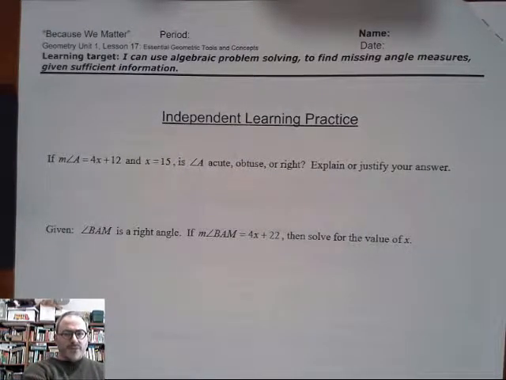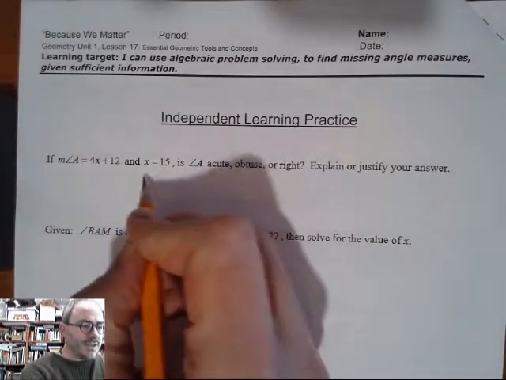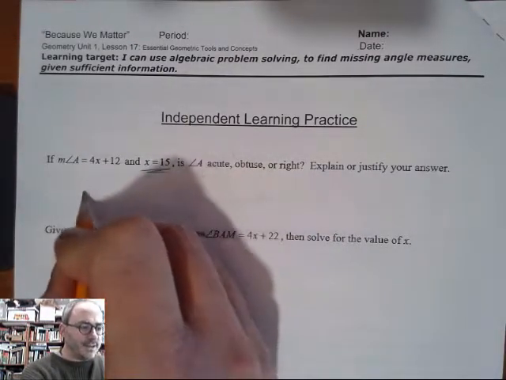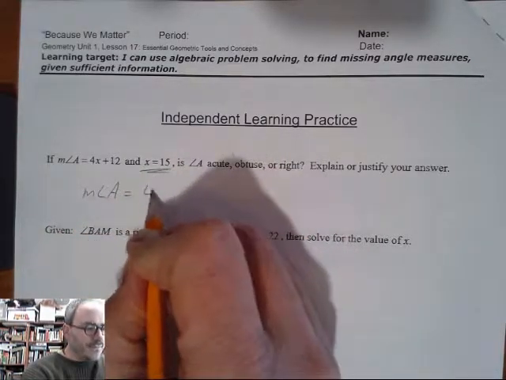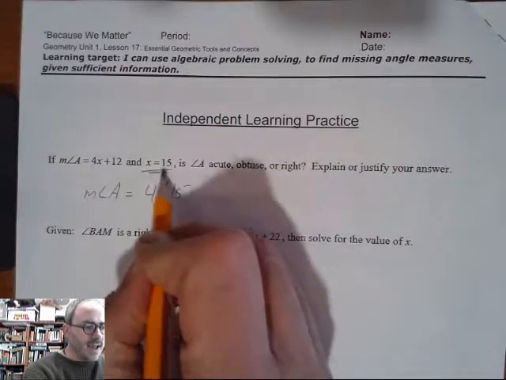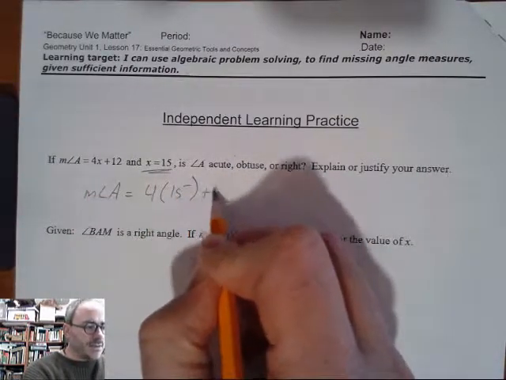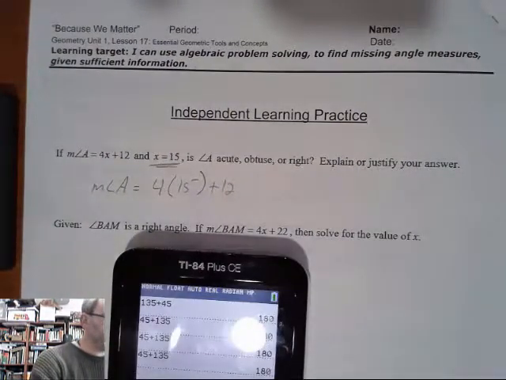Okay. Hopefully you've unpaused the video now, and I'm going to explain it. But hopefully you tried this on your own. You need to be able to do those. Okay. So it tells me that x is 15. So I'm just going to plug it in. The measure of angle A is going to equal 4 times x. X is 15. 4 times 15 plus 12. I'm going to put that in my calculator. 4 times 15 plus 12 is 72.